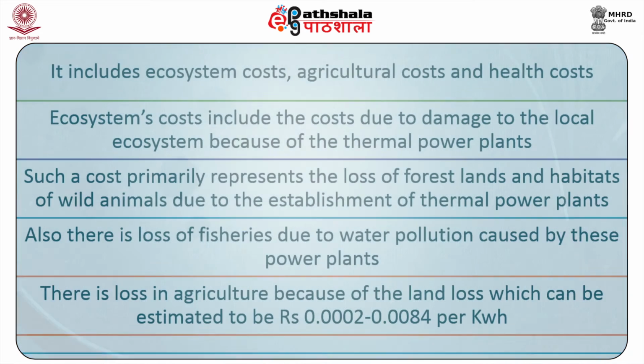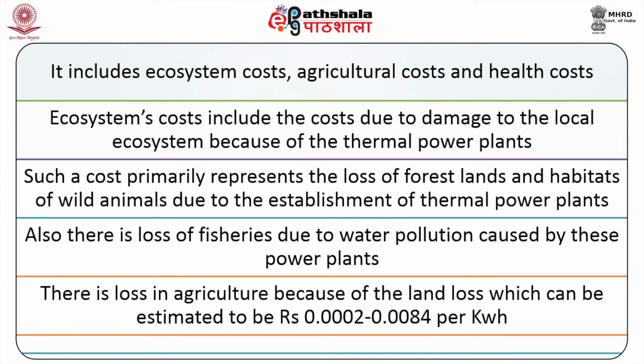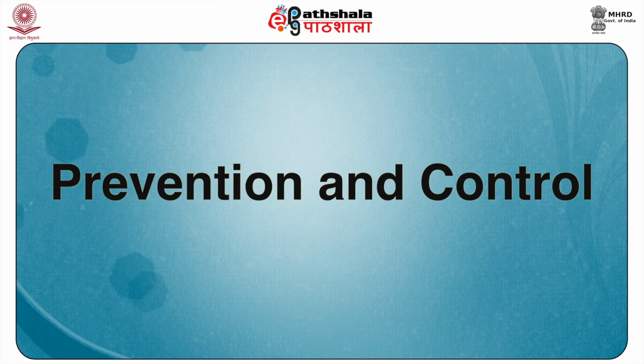External costs. It includes ecosystem costs, agricultural costs, and health costs. Ecosystem costs include the cost due to damage to the local ecosystem because of the thermal power plants. Such a cost primarily represents the loss of forest lands and habitats of wild animals due to the establishment of thermal power plants. Also, there is loss of fisheries due to water pollution caused by these power plants. There is a loss in agriculture because of the land loss, which can be estimated to be rupees 0.0002 to 0.0084 per kilowatt hour.